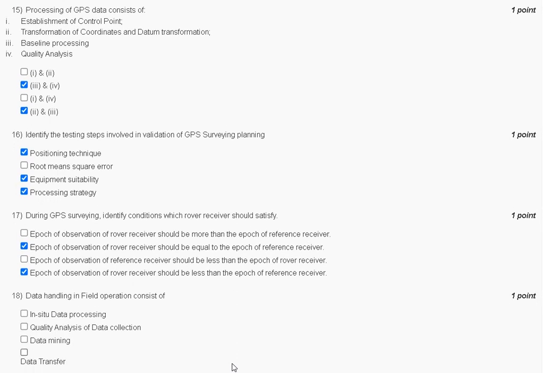Question number 18. Data handling in field operation consists of. The correct answer is option number A, in situ data processing. Option number B, quality analysis of data collection. And option number D, data transfer.